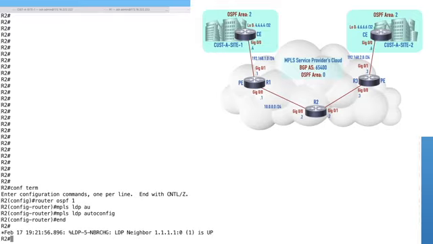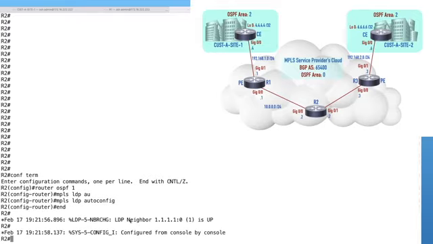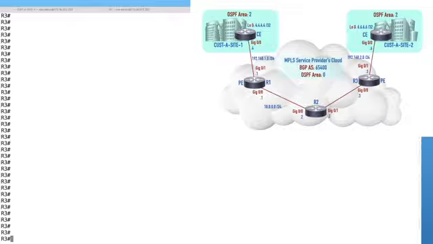Awesome. Let's give it a second. We should see, oh, there it is. I wanted to give it a second to see this. It says LDP neighbor is up. 1.1.1.1, yeah, that's R1. So I now have a label distribution protocol neighbor of R1. Let's go to R3 and finish that up.